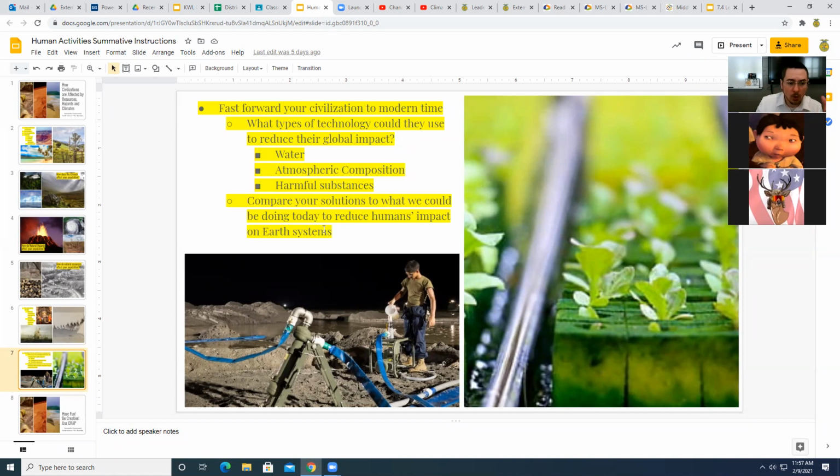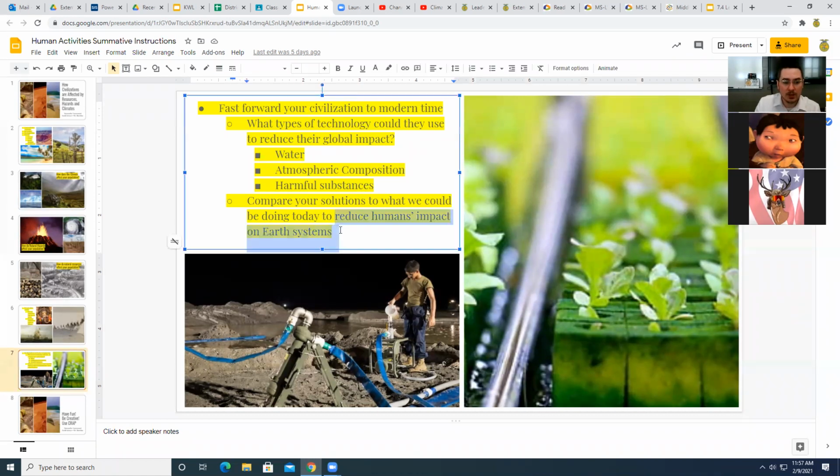So what we're trying to do is focus on ways that we can reduce humans' impacts on Earth's systems. How do we create more sustainability? This is in terms of water, atmospheric composition, harmful substances, but I want you to focus on those three things that we focused on before also. How do they deal with this in terms of climate, in terms of natural hazards, and in terms of natural resources?